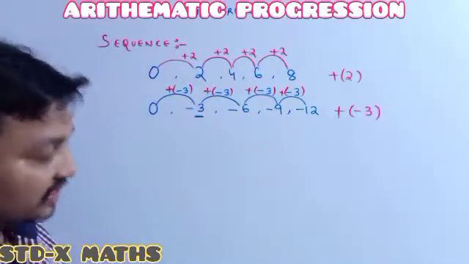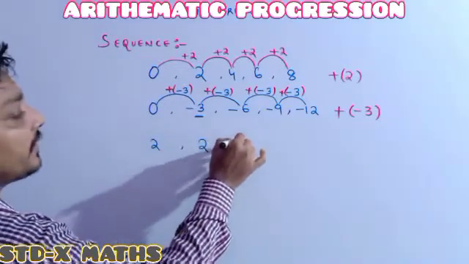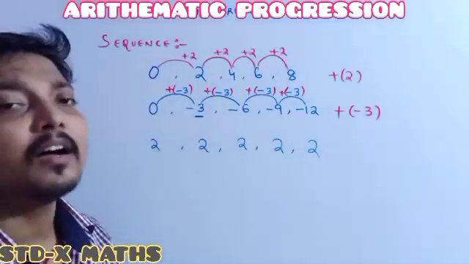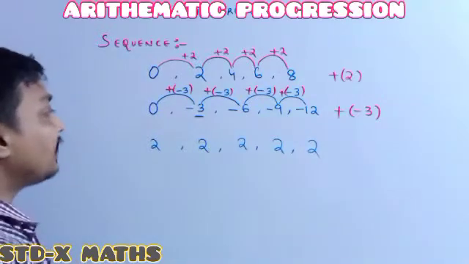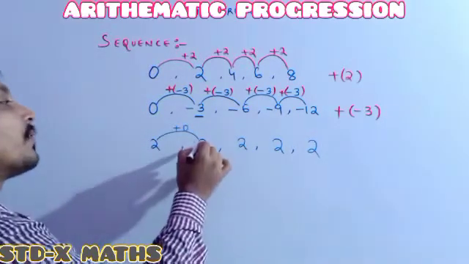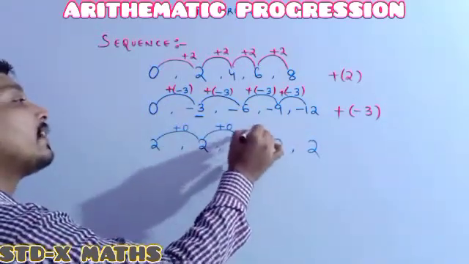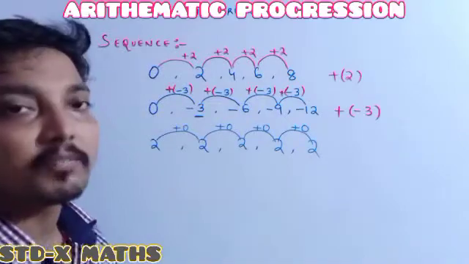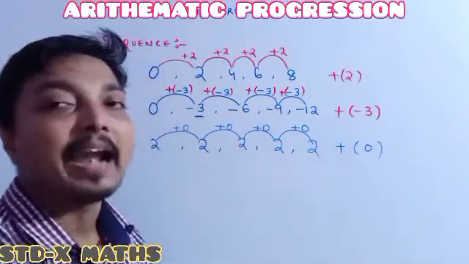I am showing another example. Just see. Suppose one number is 2, another number is 2, here it is 2, here it is 2, here it is 2. So in this sequence each of the terms is 2. We need to find out which rule is used here. From 2 to 2, nothing is increased, so it means plus 0. From 2 to this term, also plus 0 is added. Here to here, also 0 is added. So this is a sequence where each term is obtained by the addition of 0.